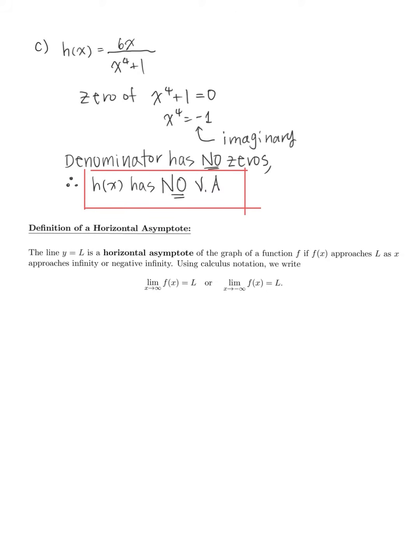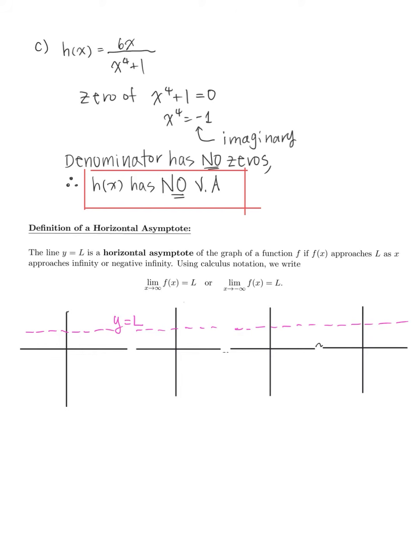All right, our next topic is the horizontal asymptote. So let's read the definition. It says that the line y equals L is a horizontal asymptote of the graph of a function f if f of x approaches L as x approaches infinity or negative infinity. Using the calculus notation, we write limit as x goes to infinity of f of x equals L, or limit as x goes to negative infinity of f of x equals L.